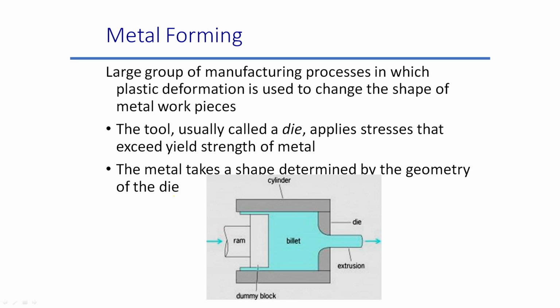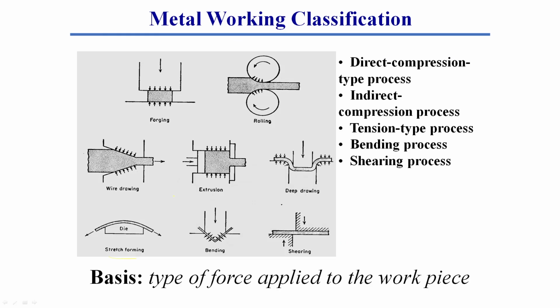So there is a large group of manufacturing processes in which plastic deformation of alloys or metals is used to change the shape of the workpiece. Basically the tool is nothing but a die, and you can apply stresses, either tensile or compressive or shear. We discussed this aspect much earlier. The metal shape can be changed, and you can heat it up or you can do it at room temperature also.